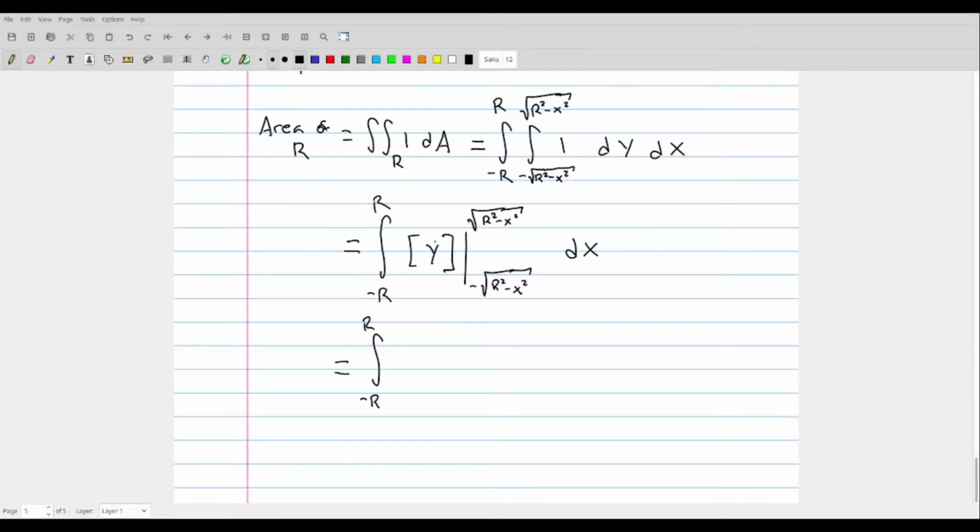So y evaluated at the upper bound is the square root of r squared minus x squared, and minus y evaluated at the lower bound, which will be negative square root of r squared minus x squared. So the integral that we have to evaluate is the integral from negative r to r of 2 times the square root of r squared minus x squared.